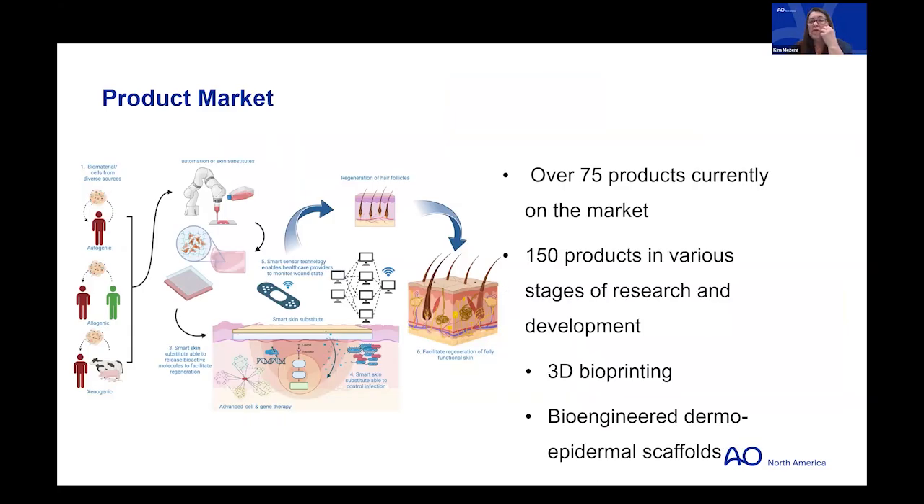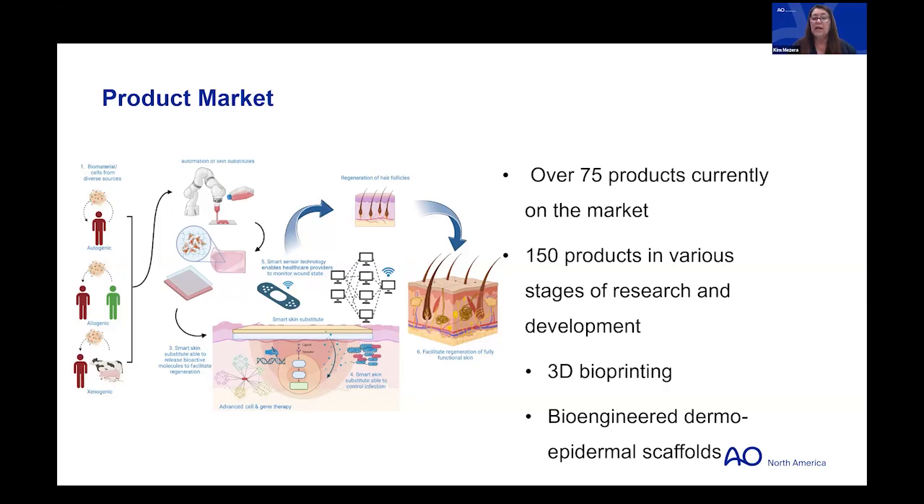It changes weekly, I think, as far as things that are coming on the market, but there's probably 75 to 100 products that are commercially available now, and probably at least 100 to 150 that are in various stages of research and development, including 3D bioprinting. That's becoming a big thing for the synthetics and bioengineered dermoepidermal scaffolds. There's a lot out there.